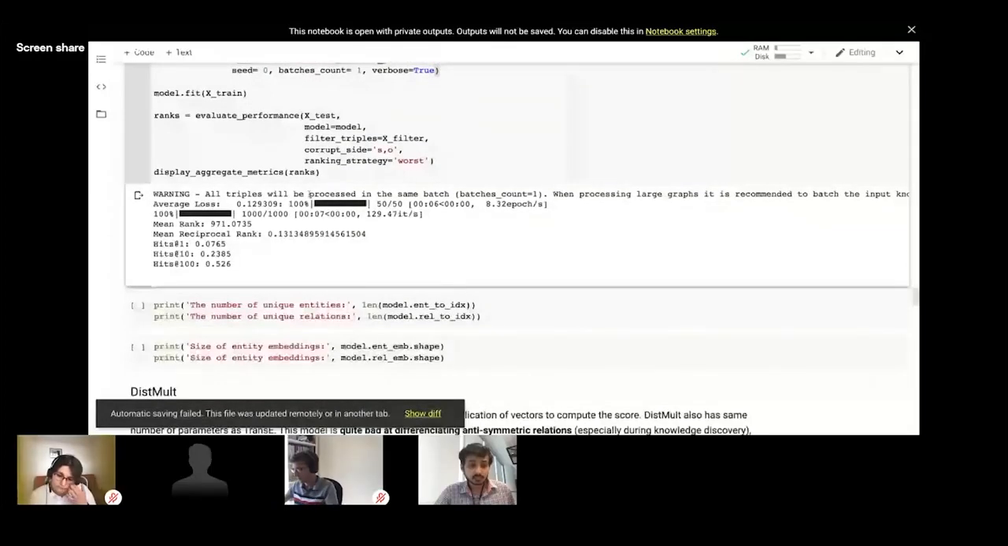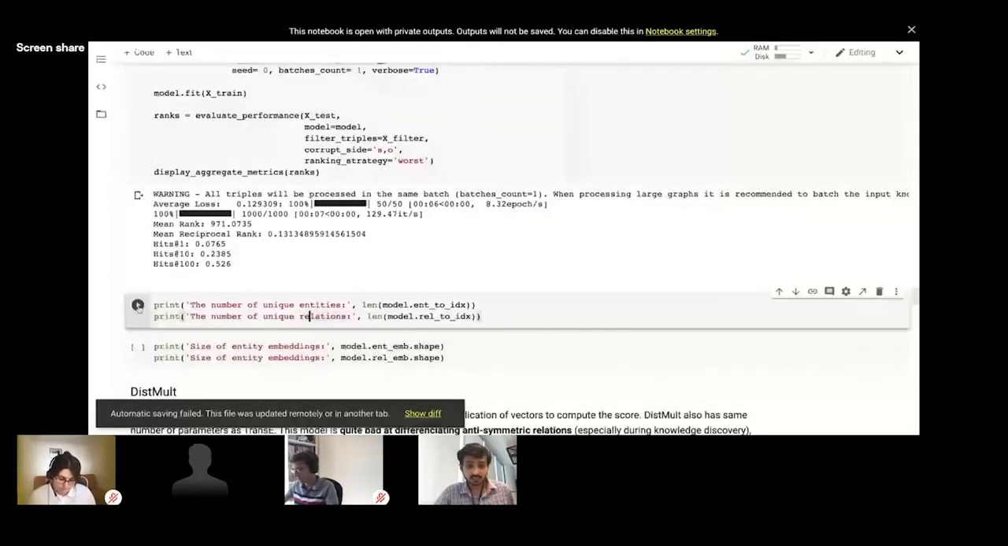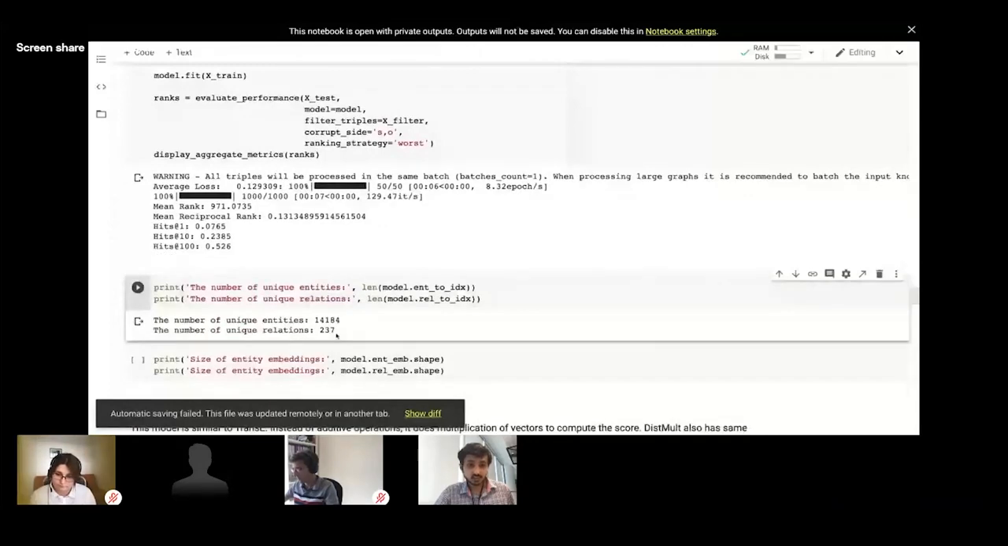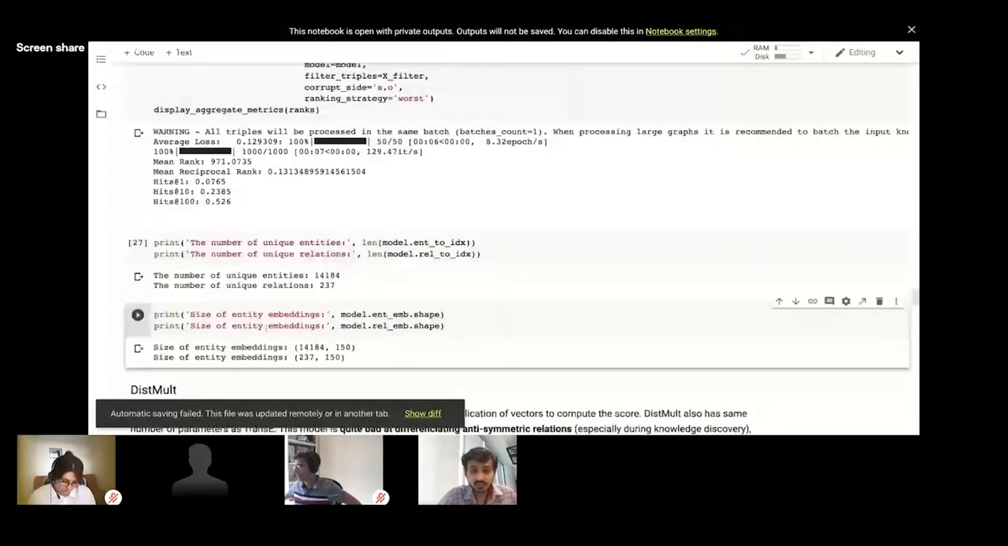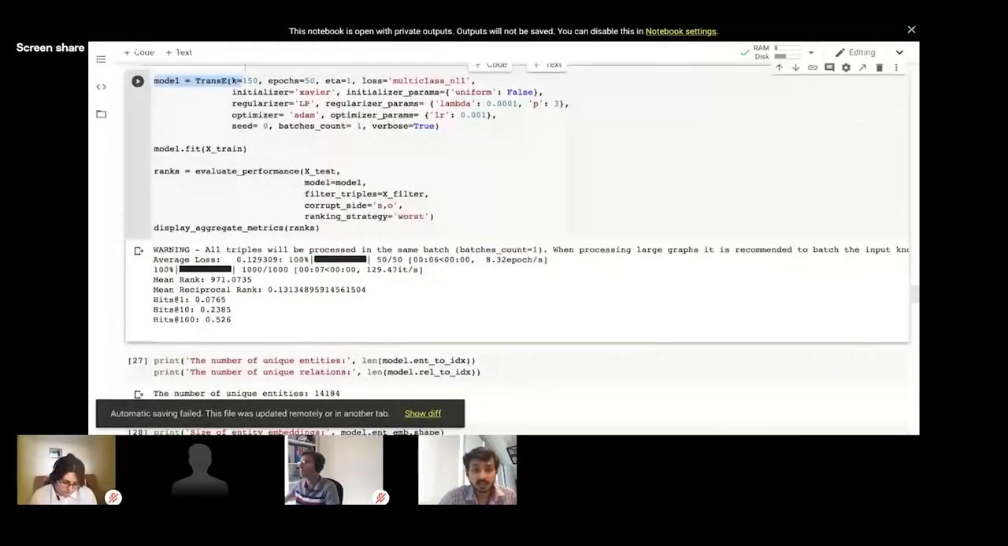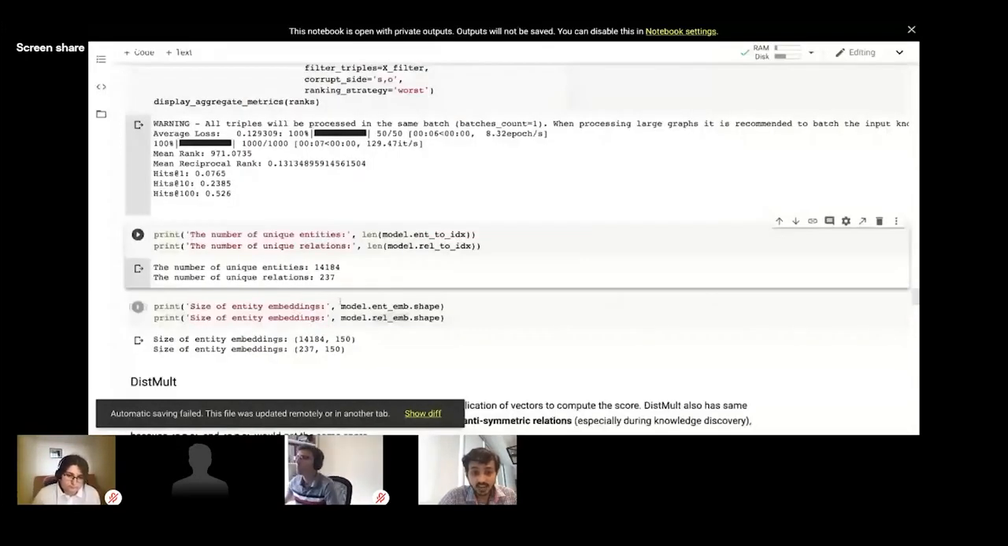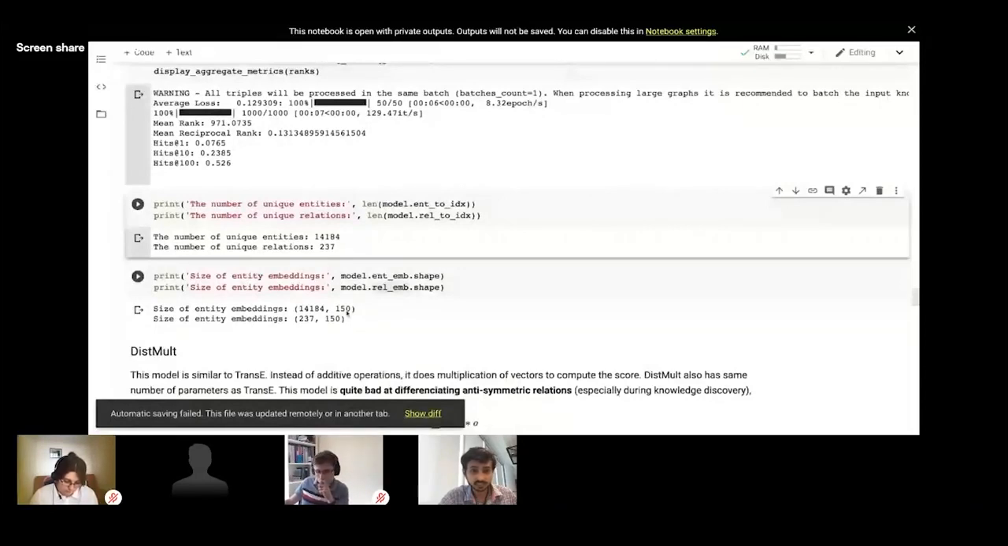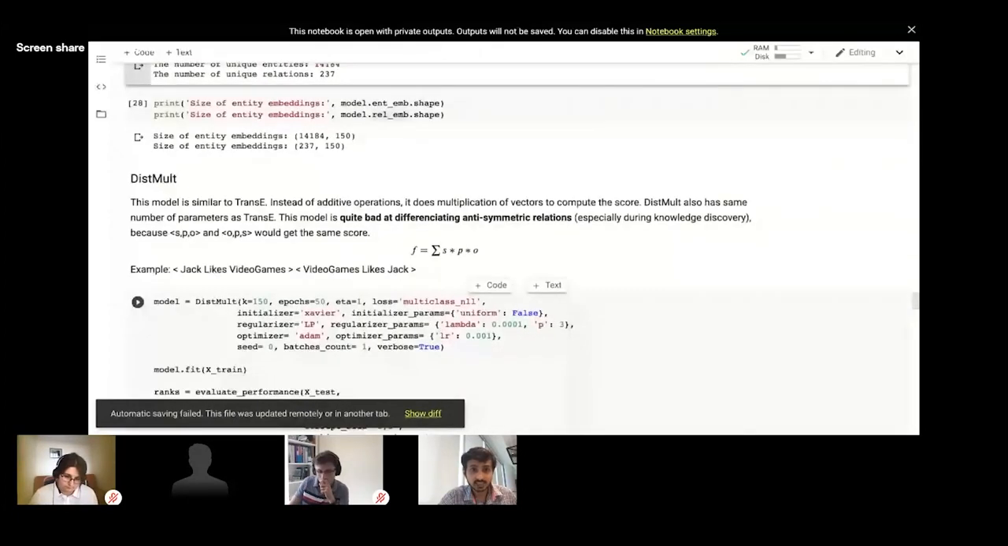Now, in this data set, we had 14,000 entities and 237 relations. If I run this cell, ENT_EMB is the entity embedding matrix that is learned, and this is the relational embedding matrix that's learned. So when I specified k equal to 150, internally the TransE model learned a matrix. For each individual entity and each relation, it learned a vector of size 150. So you have 14,000 odd entries, each of dimension 150, and for relations you have 237 by 150. So this is the size of the embedding matrix.